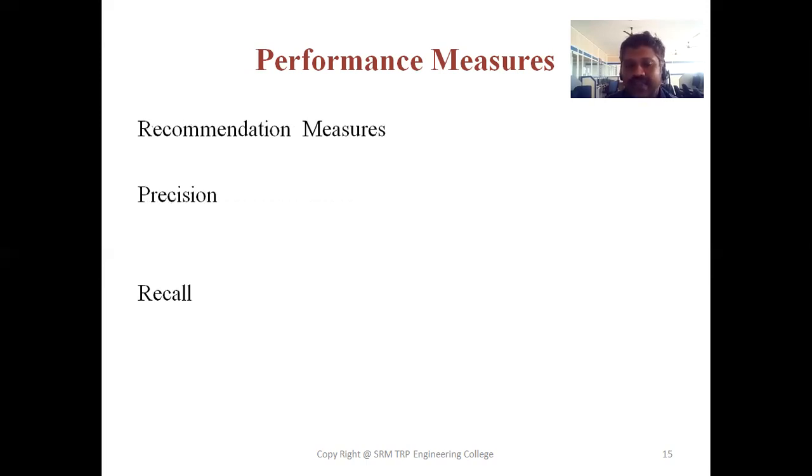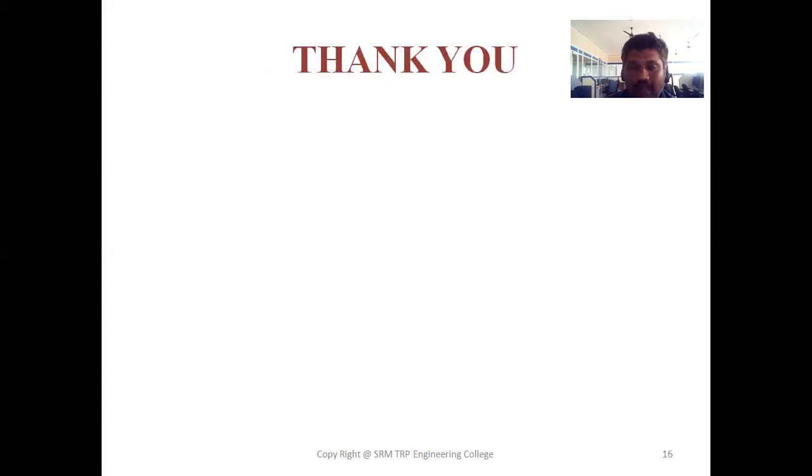Then we have the second one, recommendation measures. For recommendation measures, if you take a classification problem, we calculate the confusion matrix. In the confusion matrix, we have four things between actual and predicted: true positive, true negative, false positive, and false negative. By using these four, we can calculate precision and recall. Through precision and recall, we can easily identify how close we are to the accurate value.